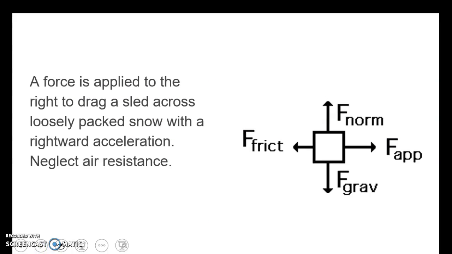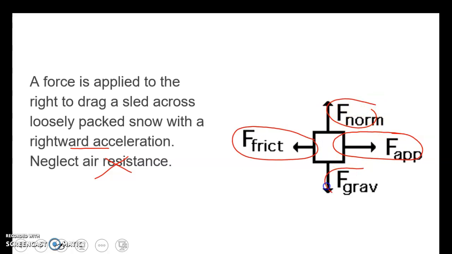A force is applied to the right to drag a sled across loosely packed snow with a rightward acceleration. Neglect air resistance, so there's no air. Once again, we have a rightward acceleration, so our applied force is greater than our frictional force. But normal force and gravity are going to be equal because we're dragging it across. These two will be equal because we're accelerating rightward, not up or down. And since we're speeding up, applied force is going to be greater than frictional force.